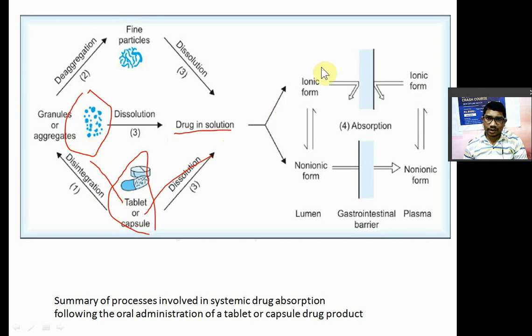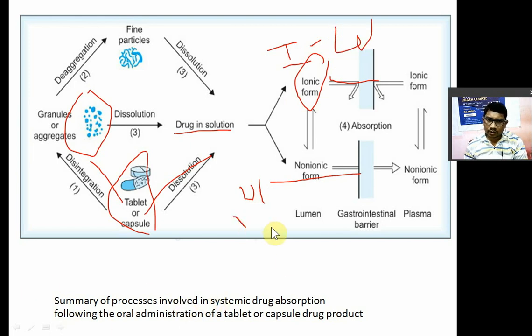Drug in a solution, either it may be in an ionic form, that is ionized form, which is not able to cross the biological membrane. Ionized अगर drug है तो it is not able to cross the biological membrane. Non-ionic form मतलब non-ionized drug or unionized drug. Now ionized form is water soluble. Unionized form of drug is lipid soluble. It is easily absorbed in lumen GIT. That is a summary of process involved in the systemic drug absorption after oral administration.